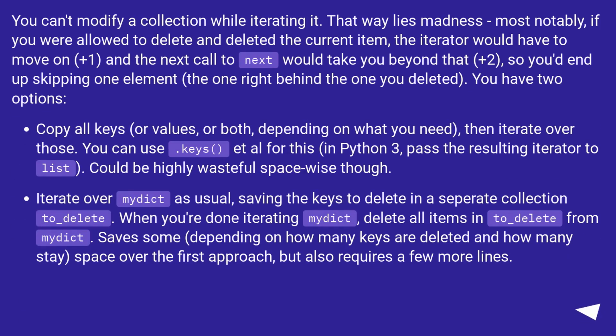You can't modify a collection while iterating it. That way lies madness. Most notably, if you were allowed to delete and deleted the current item, the iterator would have to move on, +1, and the next call to next would take you beyond that, +2, so you'd end up skipping one element, the one right behind the one you deleted.